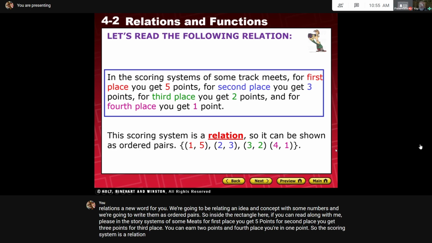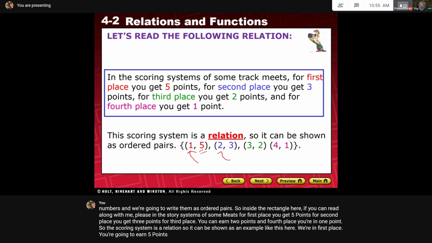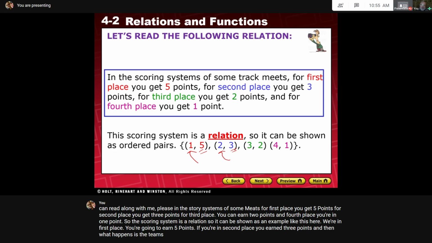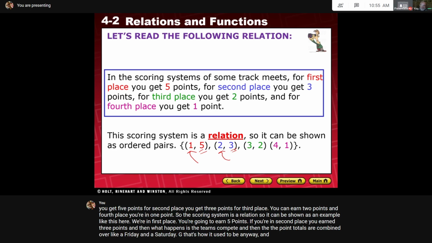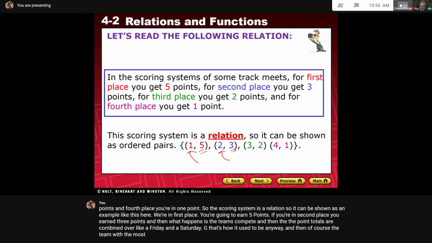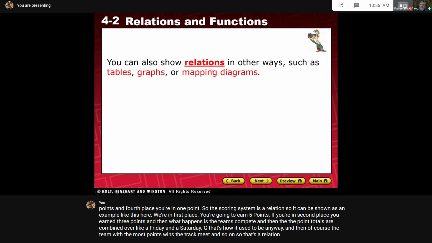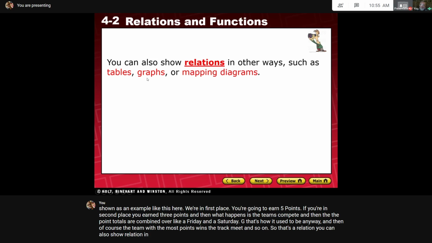So it can be shown as an example, like this here, where in first place, you're going to earn 5 points. If you're in second place, you earn 3 points. And then what happens is the teams compete, and then the point totals are combined over like a Friday and a Saturday. That's how it used to be anyway. And then, of course, the team with the most points wins the track meet and so on. So that's a relation. You can also show a relation in other ways using tables, graphing, and mapping diagrams.